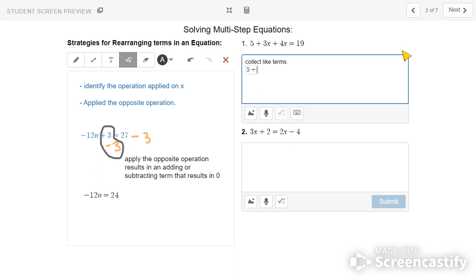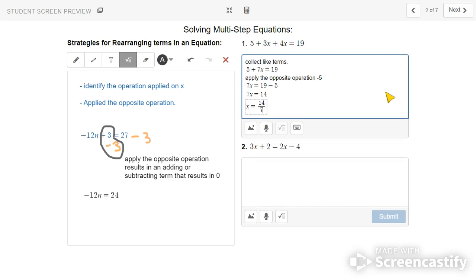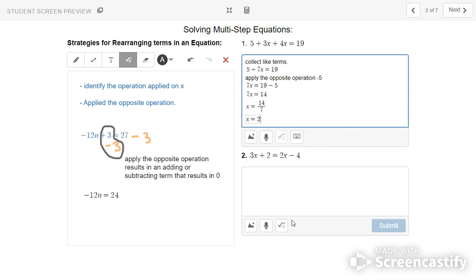Okay, so in this one, let's first collect our like terms. So we have 5 plus 7x is equal to 19. I know that the operation here is 5 plus 7x. So 5 is being added to the term with the x. The opposite of that is to subtract by 5. Now, if I subtract 5 from positive 5, that's going to give me 0. So I have 7x is equal to 19 minus 5. I just didn't write the 5 minus 5 because I know that gives me 0. 7x is equal to 14. I've collected my like terms again. Now, with the coefficient, I'm going to divide, and I have x is equal to 2.